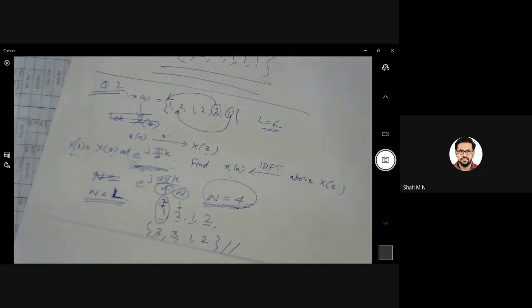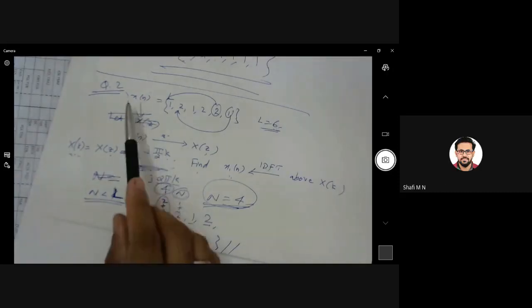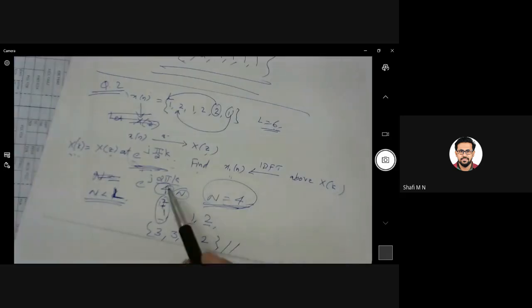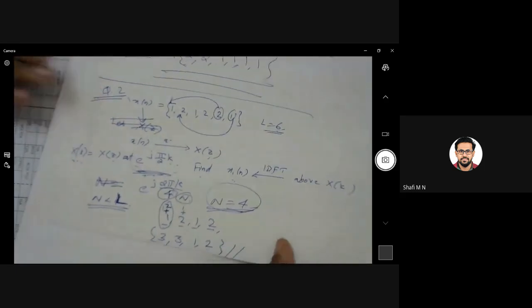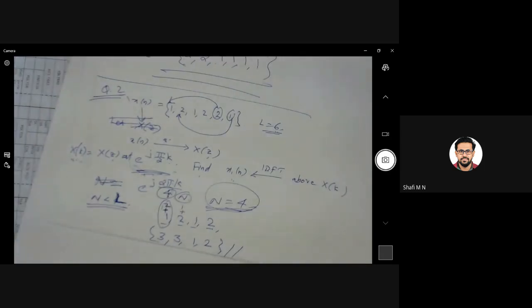Is that okay? What if it was 2 pi k by 6? If the sampling rate was 6, if it is 2 pi k by 6, then you will get x of n exactly, because you are choosing N equal to L. Length is 6. So here 6 is the minimum needed to keep it as such. Okay. So that's it. Any doubts in this section? Next, we will move to the next topic.